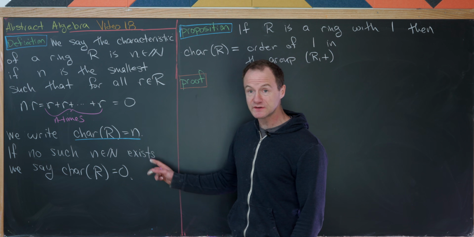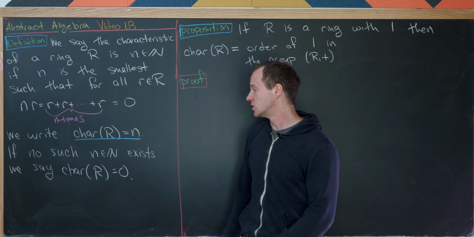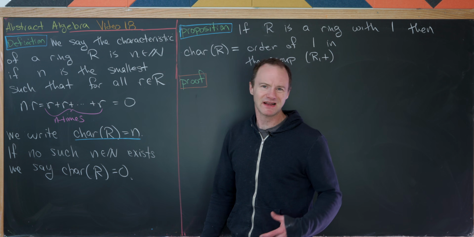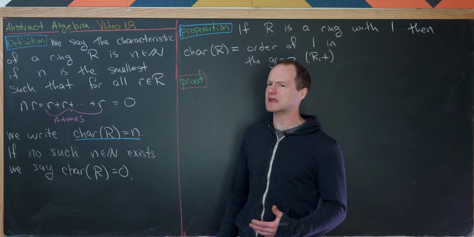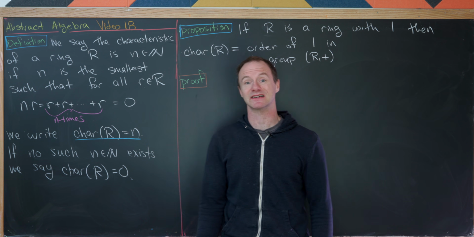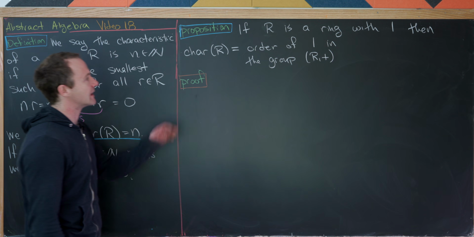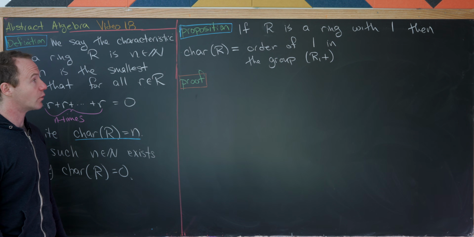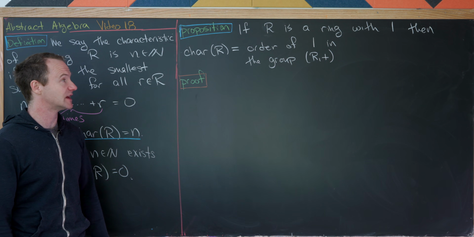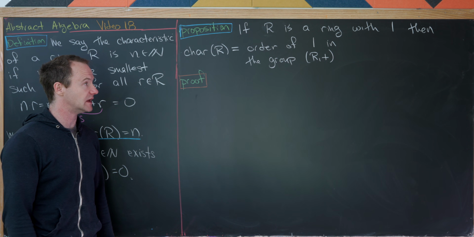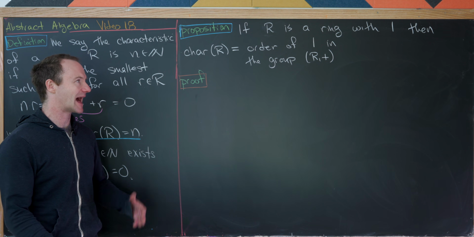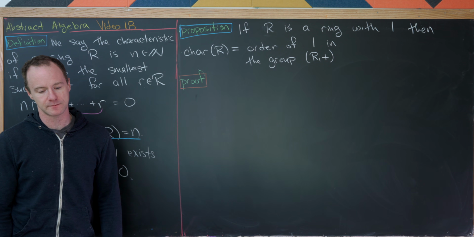And then if no such natural number exists, we say the characteristic of R is 0. Now it might seem like that should be an infinite characteristic, but the standard is to say that this is characteristic 0. Okay, so now if R is a ring with 1, then it turns out the characteristic of R is the same thing as the order of 1 in the group R with addition. In other words, the additive order of the number 1.